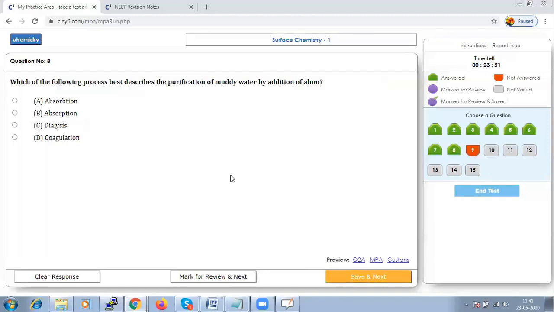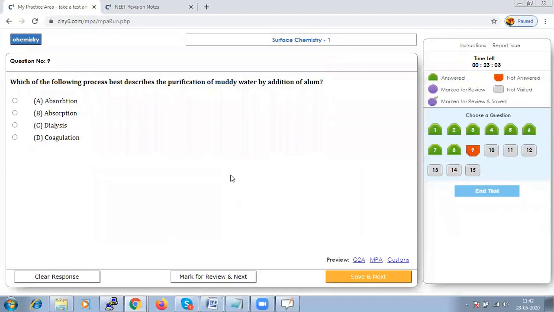Which of the following processes best describes the purification of muddy water by addition of alum? It should be coagulation, a well-known option, because what is alum? Alum is a double sulfate, or you can say it is sulfate of potash and aluminium. In this case, it will break into potassium sulfate, which will remain in solution, and a basic sulfate will form, that is your aluminium sulfate.